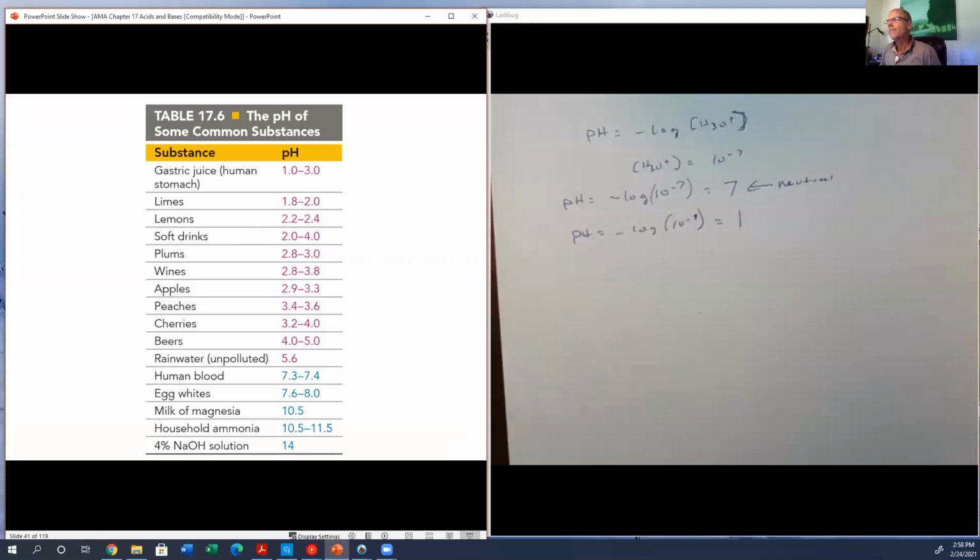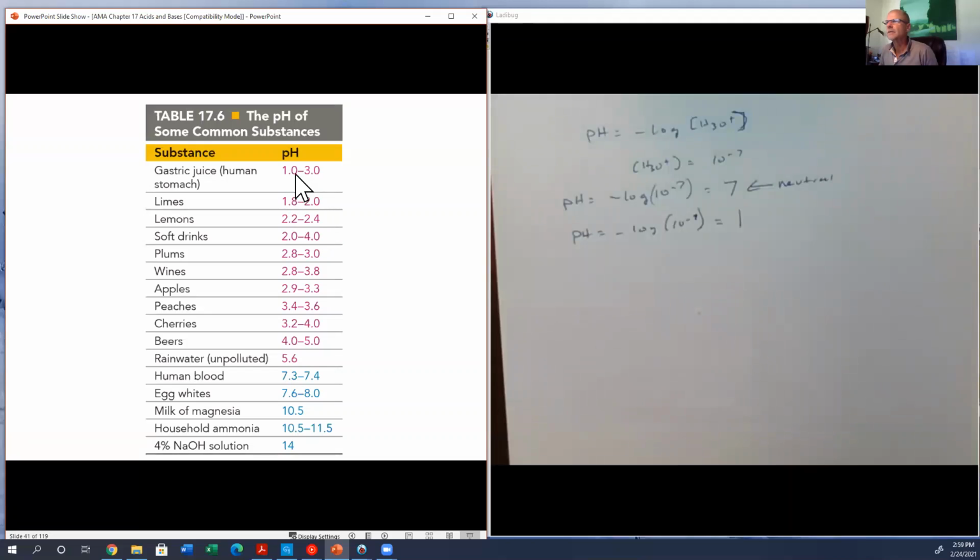Okay, just to give you some references for some pHs of things that are familiar. Rainwater, so pure water has a pH of 7, but rainwater contains dissolved carbon dioxide, and dissolved carbon dioxide actually forms carbonic acid, which is acidic. So even just unpolluted rainwater has a pH that's slightly acidic, 5.6. All right. Here you see some other things. So things like lemons and limes have pHs in the range 1 to 2, 2.5.